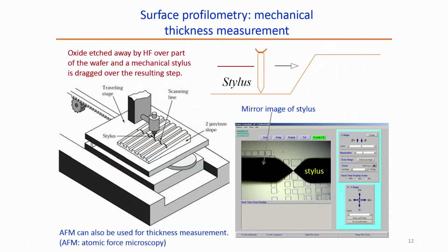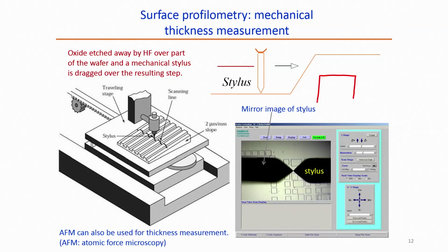Let us see. The first technique is called a surface profilometer, also called an alpha step profilometer, in which we use a stylus to scan the wafer and get the thickness. However, we need to perform a process before we can use the stylus to measure the thickness. What is this process? Let us see here.